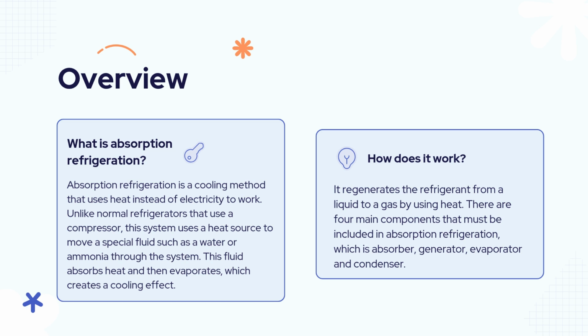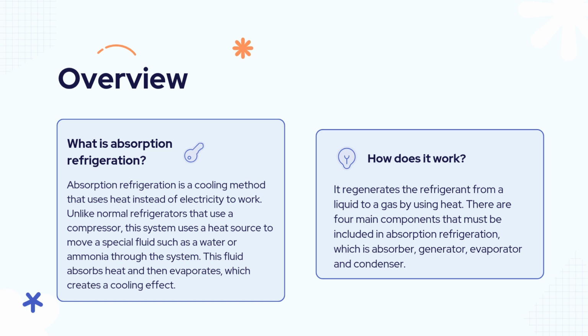Next, let me explain what absorption refrigeration is. Absorption refrigeration is a cooling method that uses heat instead of electricity to work. Basically, the normal refrigerator uses a compressor or electrical energy for the system. But for absorption refrigeration, the system uses a heat source to move a special fluid such as water or ammonia through the system. This fluid will absorb heat and then evaporate, which creates a cooling effect.